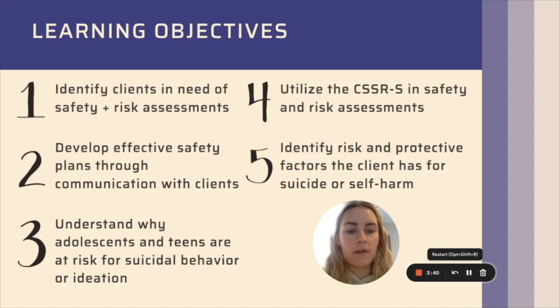The 5th is identify risk and protective factors the client has for suicide or self-harm. Again, we will get a little bit further into this as the session goes on, but one of the most critical things that we must do with any patient, specifically teen patients in this situation that have any kind of suicidal or self-harm thoughts, is identify risk factors and protective factors so that they and their caregivers are aware of these and can either implement the protective factors, and take away the risk factors in the home.